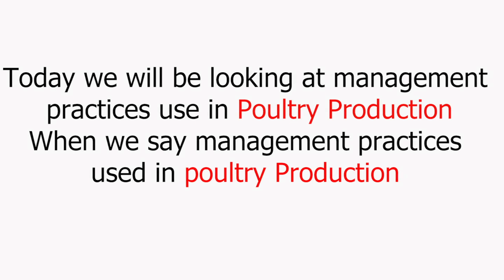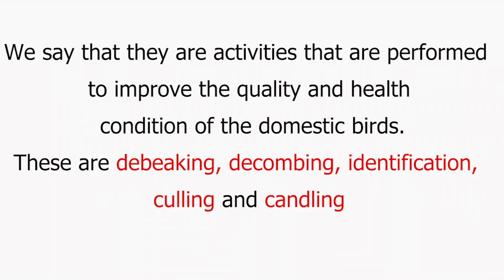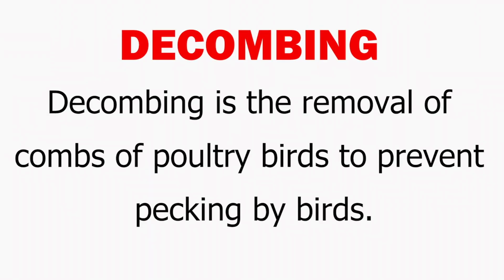We are going to start our lesson today from where we ended in our previous meeting, at management practices used in poultry production. When we say management practices used in poultry production, we say they are activities that are performed to improve the quality and health condition of the domestic birds. These are the beak trimming, the combing, identification, culling, and candling. Let's take them one by one and see how we can explain them.